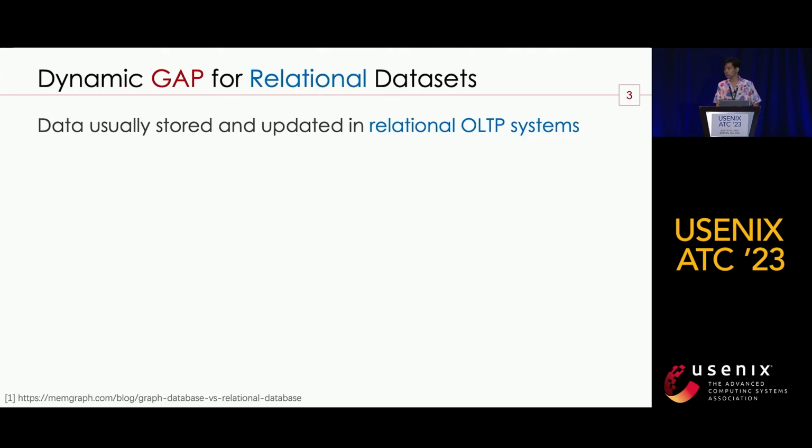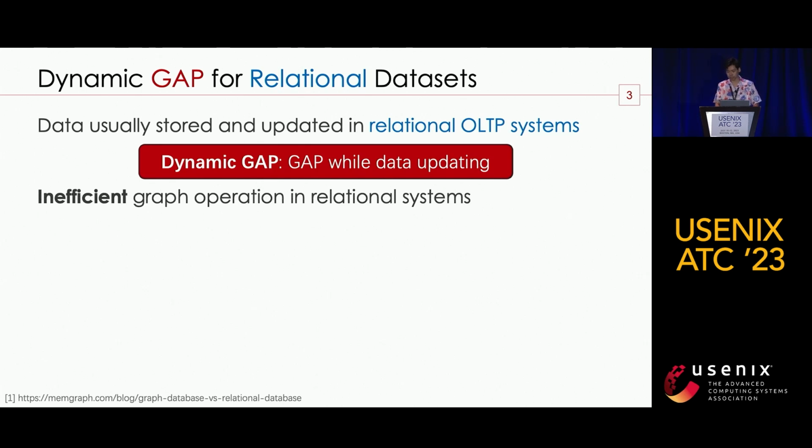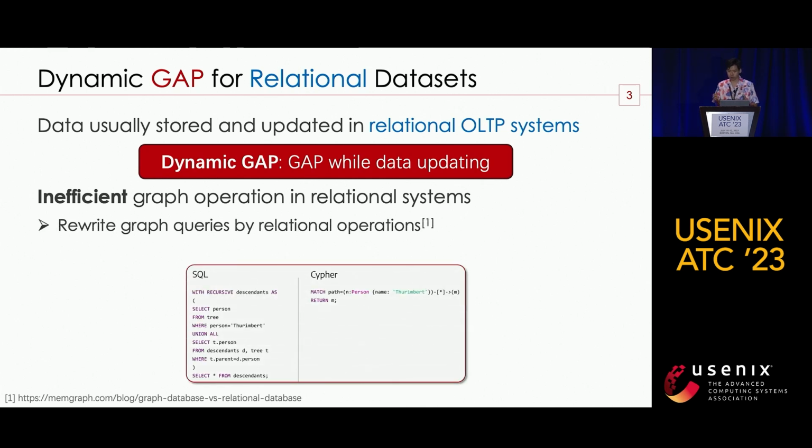Most of the data is stored and updated in relational OLTP systems. And we are faced with performing dynamic GAP while updating data. However, performing dynamic graph processing on relational data sets can be quite inefficient. Typically, users have to rewrite their graph operations as relational operations. Moreover, using join operations to express graph traversal can be very costly and produce large intermediate results.